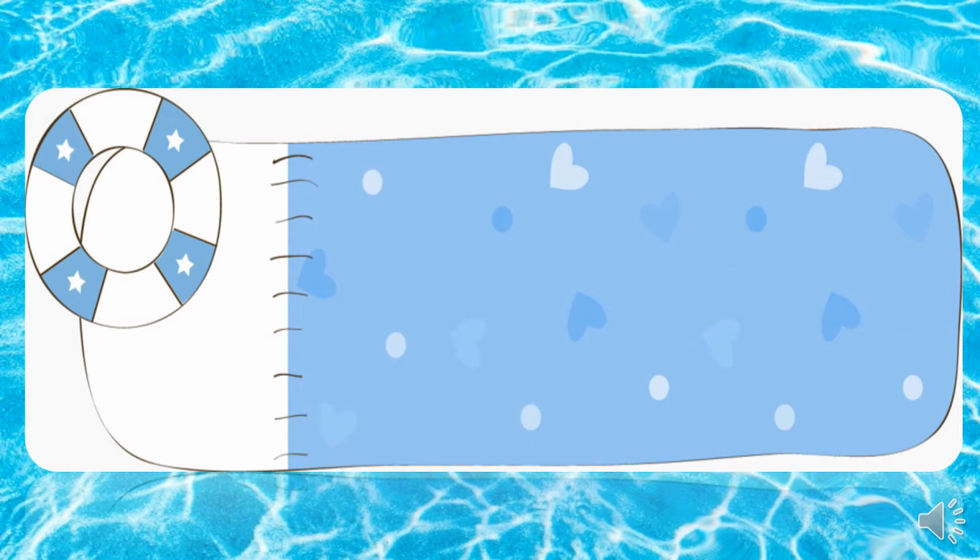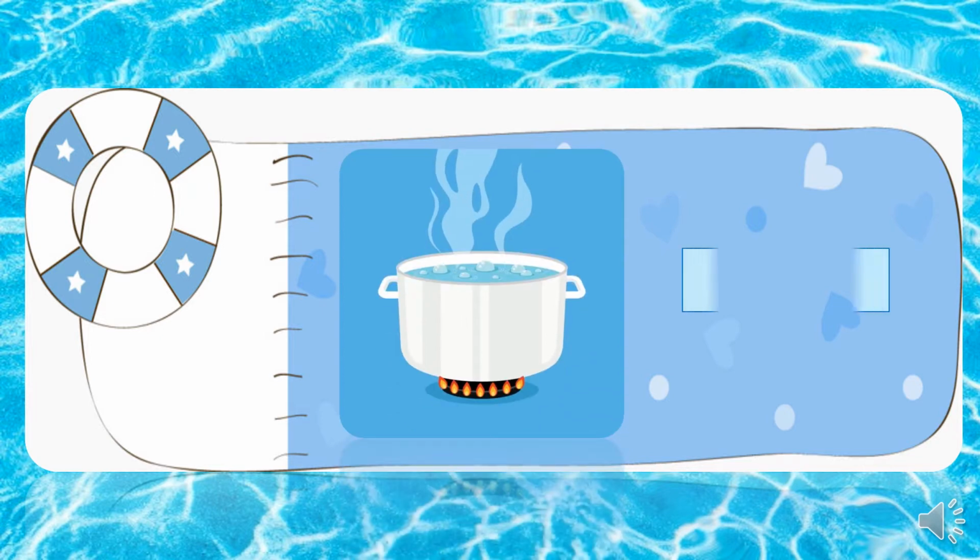And the next word we're going to learn today is heat. Heat flows from hot objects to cool objects. When you boil water, do you think it's hot or cold? It's hot, right? And if you want to drink it, you have to leave it to cool down so you can drink, right? So when the water is hot, we call it heat.